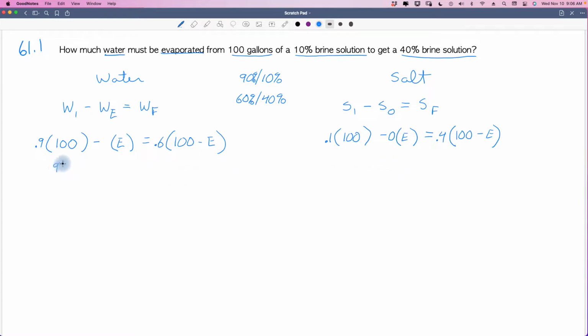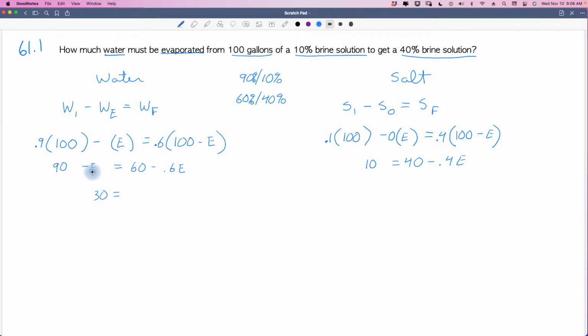So now we just solve. This becomes 90 minus E equals, that's going to be 60 minus 0.6 E. Same thing over here. This is going to be 10. This is going to go away. So it's going to be 10 equals 40. And then this is going to be minus 0.4 E. All right, now we're going to swim our little fish. So we're going to subtract 60 from both sides. It's going to leave 30 over here.